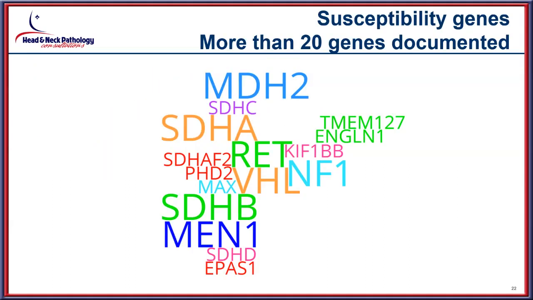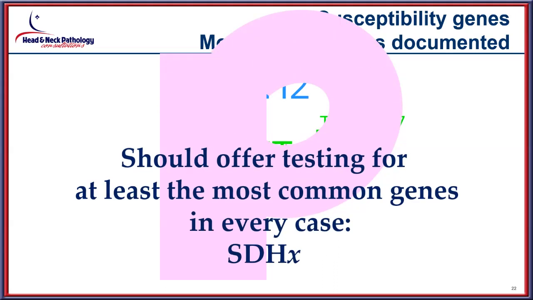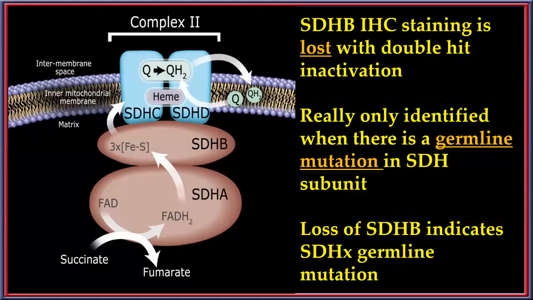There have been a whole boatload of susceptibility genes that have been identified. Here they are all listed, and I've tried to put them in the shape of a P for paraganglioma, but really stating that you should offer some form of testing in order to be able to document at least the most common genes that are seen, which is the SDH gene, so succinate dehydrogenase.